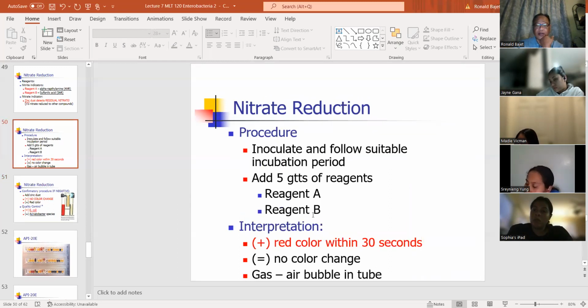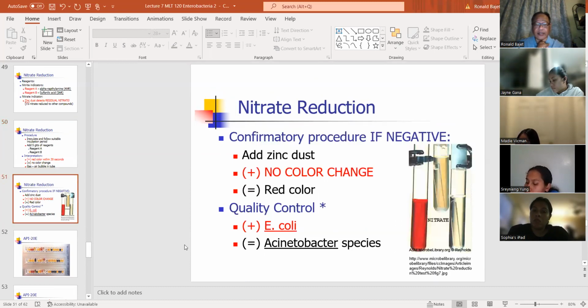When you get this negative color, you're not going to get the nitrate. That means it's nitrite negative. That's what you're testing for. But it could have gone all the way to N2. So when you add the zinc dust, no color change confirms that it's positive. If it's truly negative and it did not go to N2, then that's when zinc dust will give you a red color. I'll mention that again tomorrow, and then again when we do the review for Enterobacteriaceae.